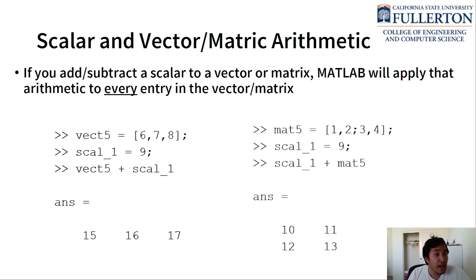But you can actually add a scalar value to a vector or matrix. What happens then is that the scalar arithmetic is applied to every entry in the vector or matrix. In this case, we have a vector whose length is 3, and if we add 9 to it, it's going to add 9 to every single entry: 6 plus 9, 7 plus 9, 8 plus 9. Same thing with this matrix: 1 plus 9, 2 plus 9, 3 plus 9, 4 plus 9. The results should reflect that. This is a nice shortcut if you want to add something to every single entry in a matrix.